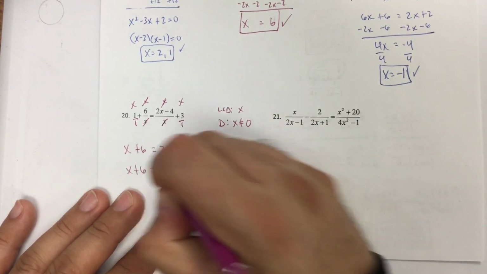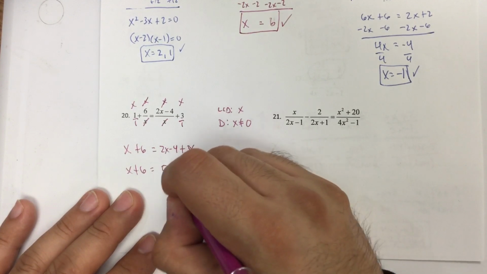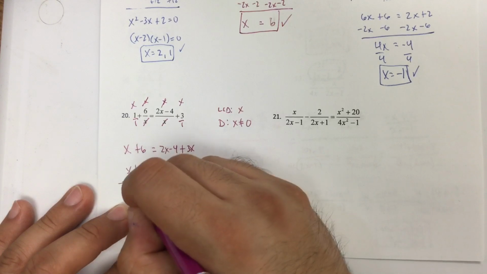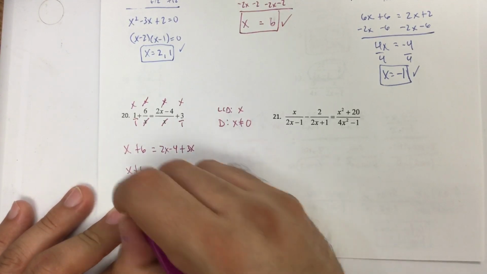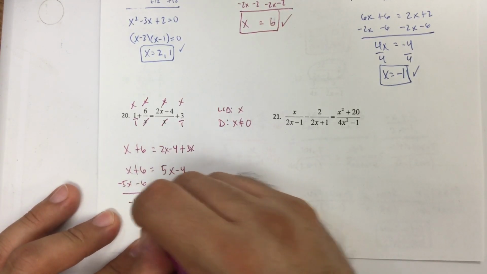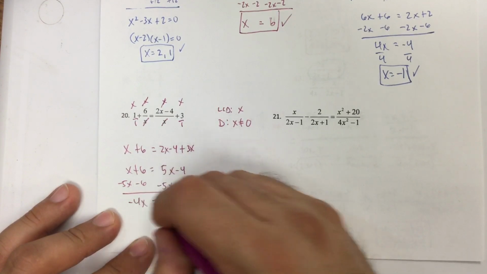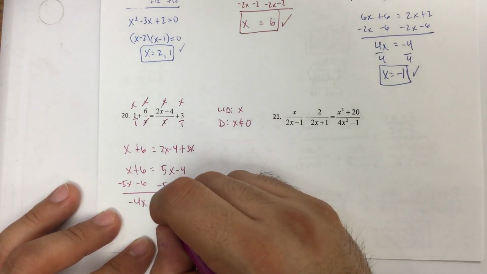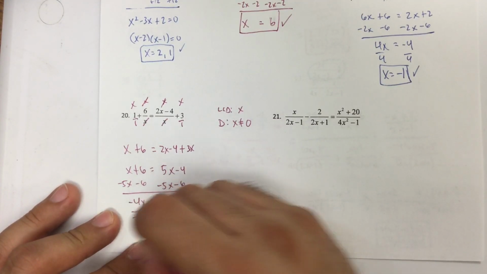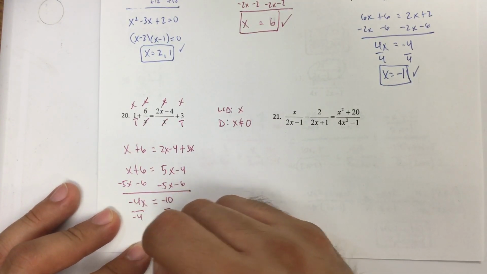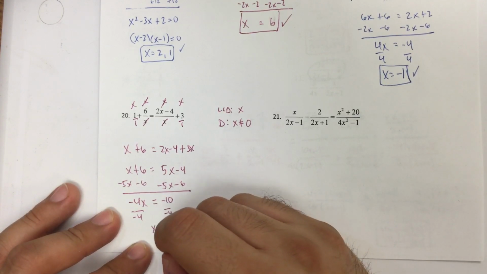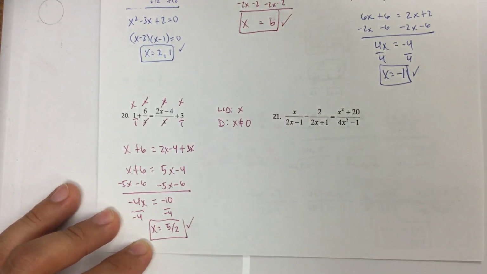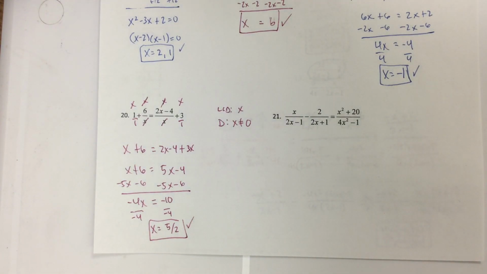So x plus 6, we're combining our like terms. 2x plus 3x is 5x. I'm going to subtract the 5x. I'm going to subtract the 6. So 1x minus 5x is negative 4x. 6 minus 6 goes away. 5x minus 5x is 0. Negative 4 minus 6 is negative 10. Divide by negative 4. x equals positive 10 over 4, but we can reduce that to 5 halves. x cannot equal 0, so this answer is good. All right, next problem.